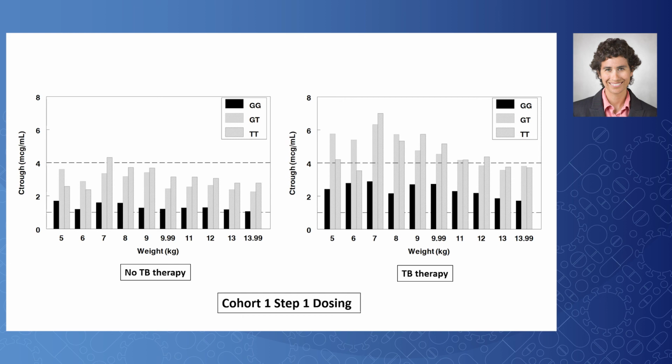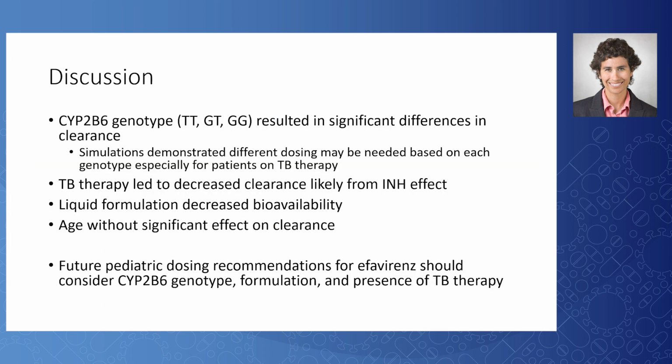You can see with the graph on the left, there were dramatic differences between the GG and the GT genotypes. However, almost all of the median trough concentrations remained within the target range. On the left, for patients on TB therapy, those differences between GG and GT remain. However, now the majority of the GT median troughs are above the target range, as are many of the TT trough concentrations. What we've shown here is that CYP2B6 genotype, TT, GT, and GG resulted in significant differences in clearance.